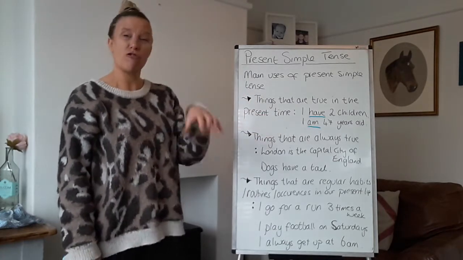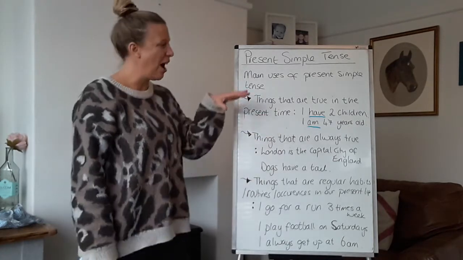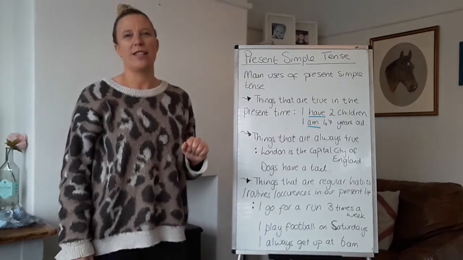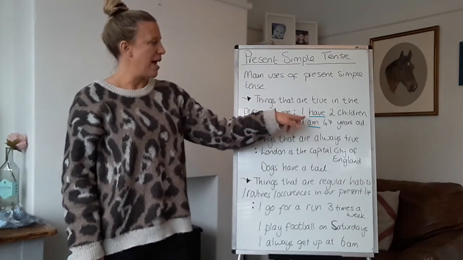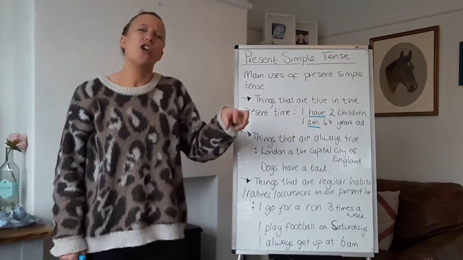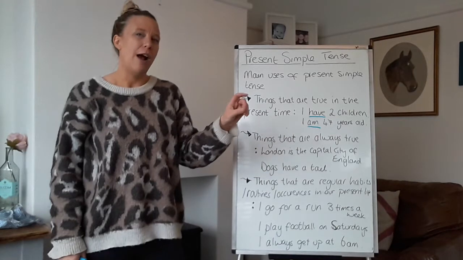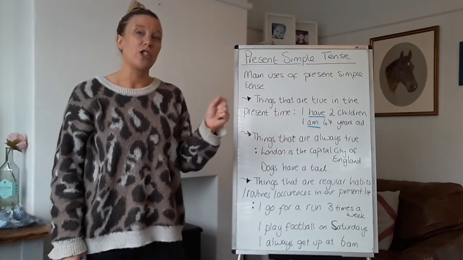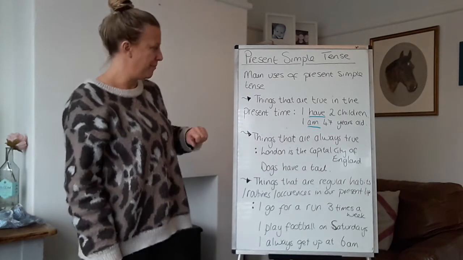So these are things that are true in this present time. Okay, I have 2 children. I am 47 years old. And here's our verb here after our subject, which is I, you, he, she, it. And we're going to look at that a little bit more in a minute, and how we change the verb according to the subject. But we'll look at that in a minute.